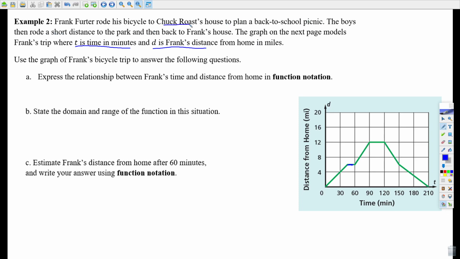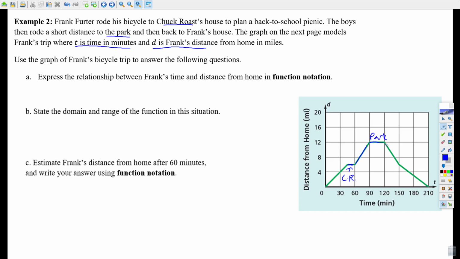He went to Chuck Roast's house for a little bit, and then they both rode to the park. So this is like them riding. More time is elapsing, and he's getting further away from his house. Then they stop at the park. So this would be the park. This is Chuck Roast's house. His house. So they go to the park and then back to Frank's house.